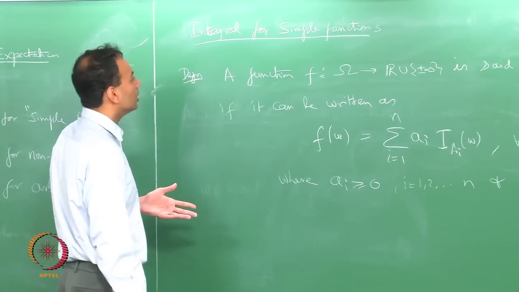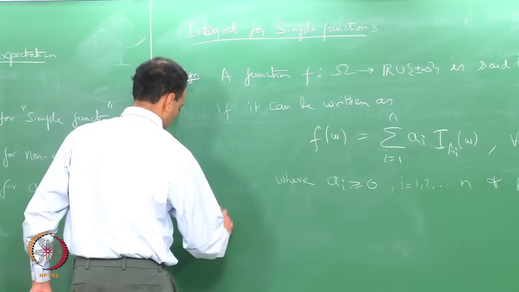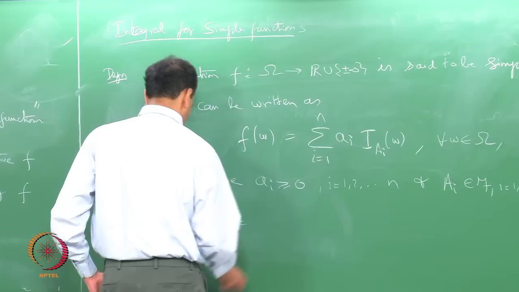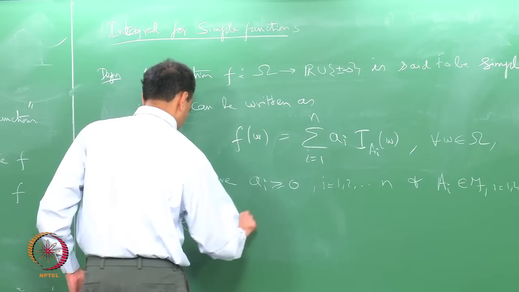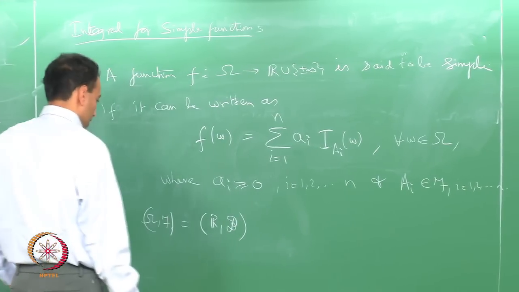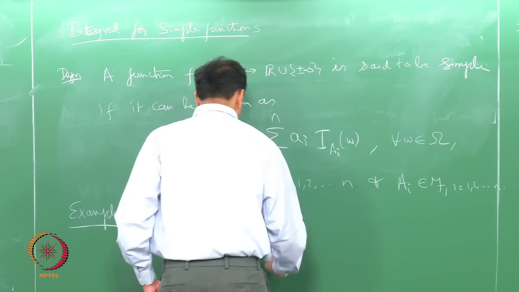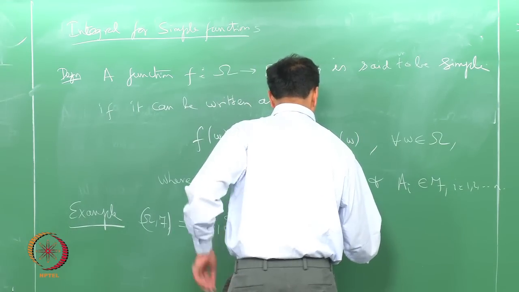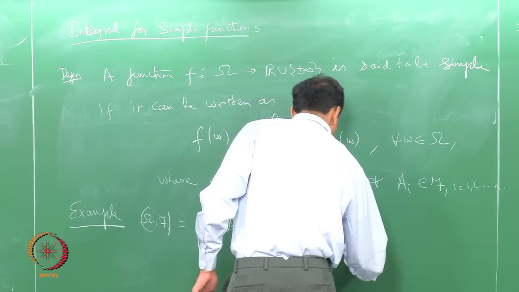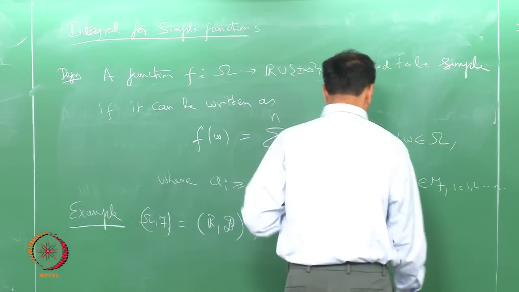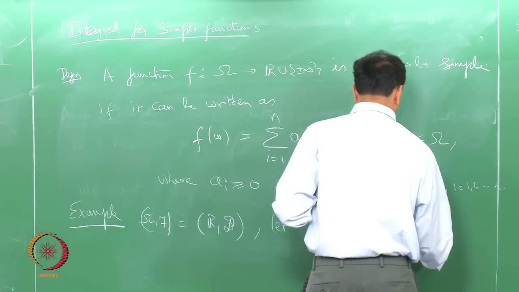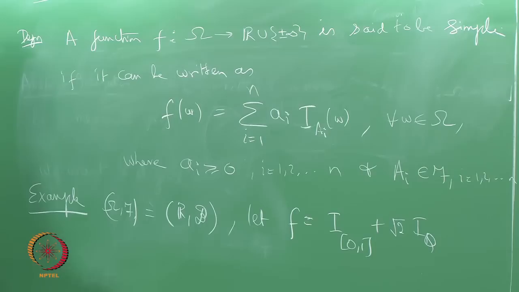So, in particular, for an example, let us say my omega, F is simply R, Borel. One example of a function which is simple will be, let f be equal to the indicator of the interval 0 1 plus some other constant, let us say square root of 2 times the indicator of the rationals. Okay, this is an example of a simple function. I just made something up.